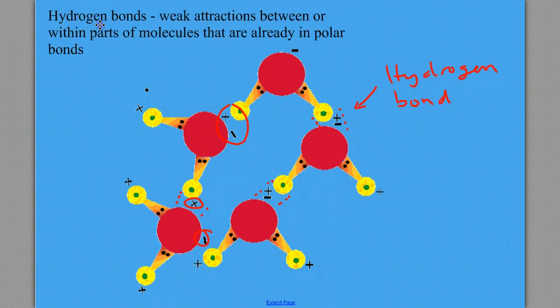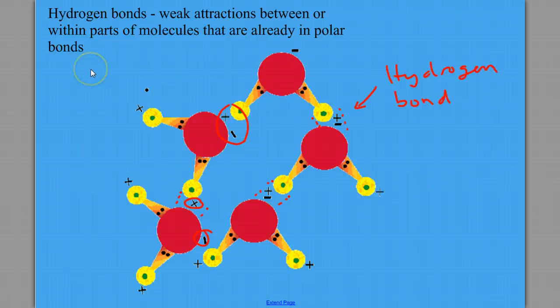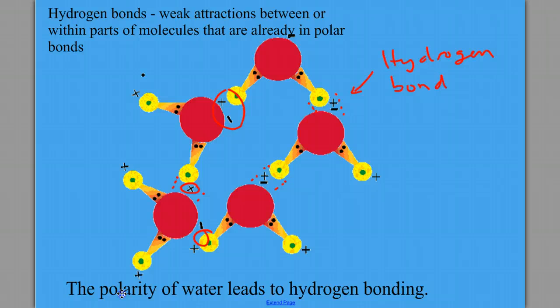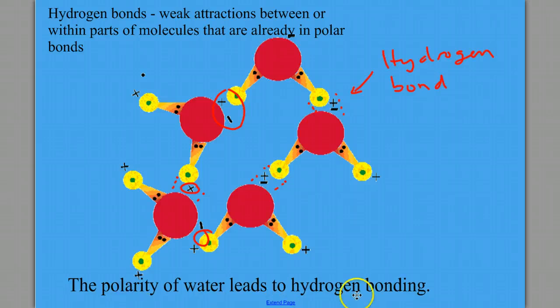Hydrogen bonds are these weak attractions between or within parts of a molecule that are already in polar bonds. The polarity of water leads to hydrogen bonding, and it's this hydrogen bonding that's going to lead to many of the other properties of water that we're about to look at.